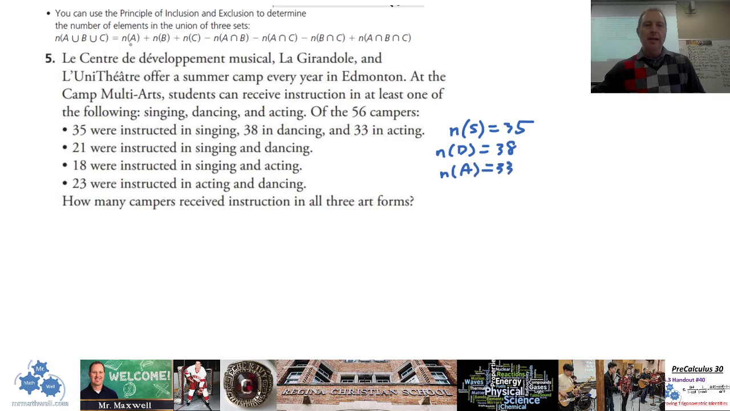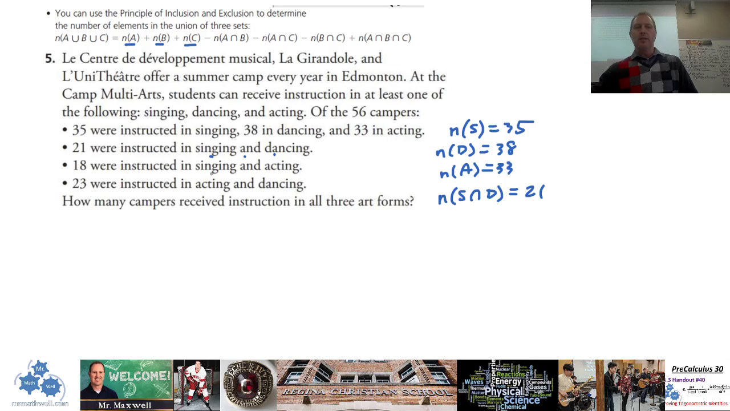Okay, so I see, boom, boom, boom. I see those right there. We're going to put those in our formula. Okay, what else do we know? 21 were instructed in singing and dancing. Okay, so that's the number of singing and dancing. Okay, that's 21.